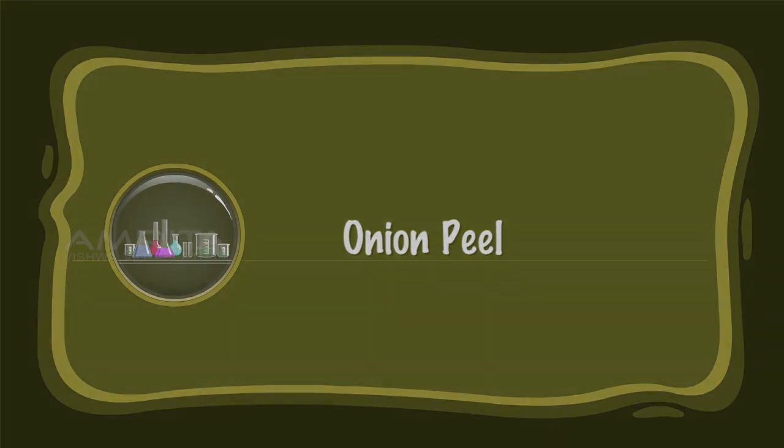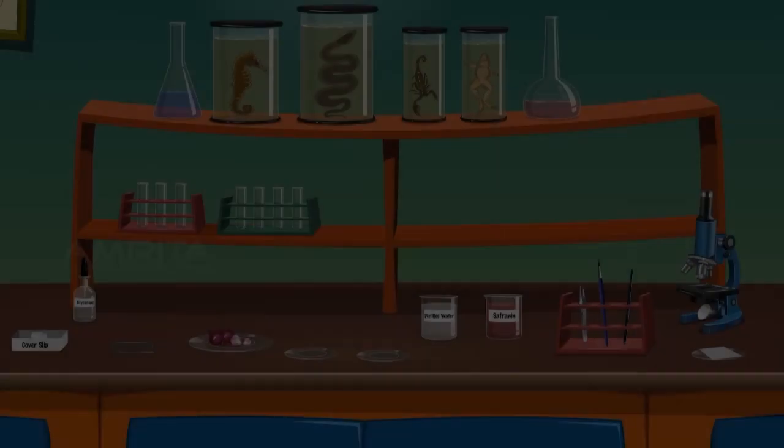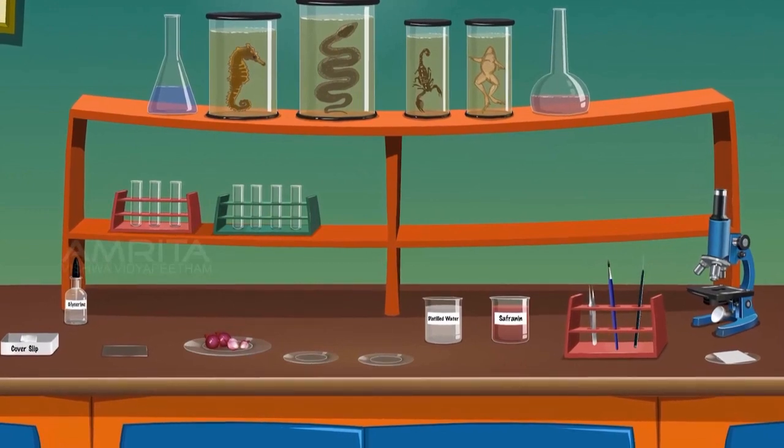Onion peel. To do the experiment we require cover slip, glycerine, glass slides, onion, watch glasses, distilled water, saffron in solution, forceps, brush, needle, compound microscope, blotting paper.